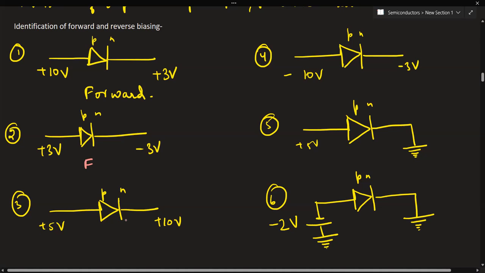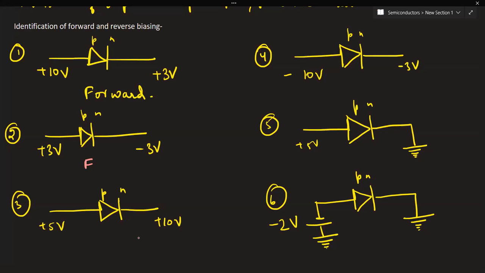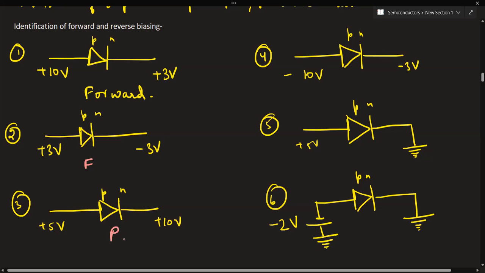Regarding the third part, yes. Yes, Noor, Sania, and Fatima. Only Faisal and Abdullah are answering. Yes, it will be reverse because 10 volt is greater and 5 volt is lesser, and opposite have been connected. So this will be reverse bias.